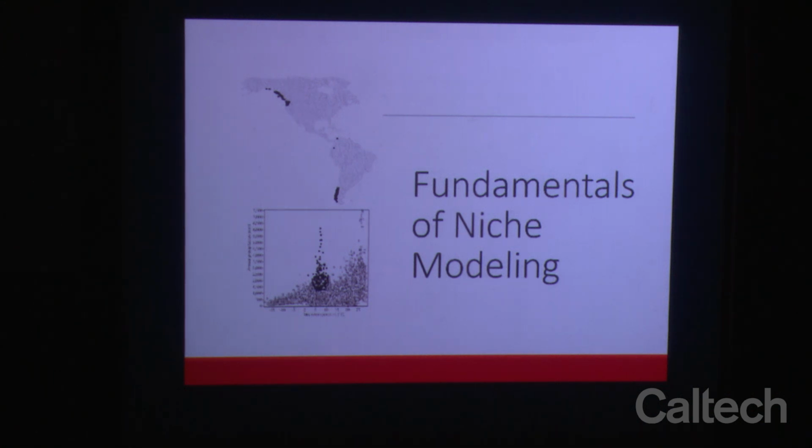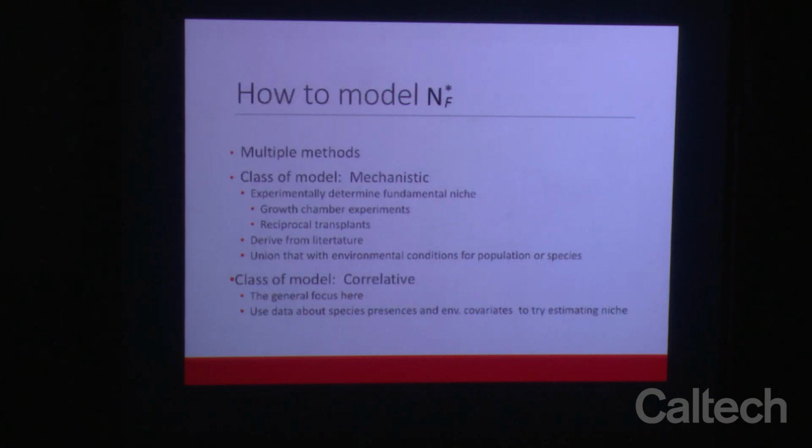Let me talk about what we do here. So how do we model this existing fundamental niche? And there are multiple methods to do this. There are different classes of models that people apply to these methods. I'm going to cover two classes that are very well known and well used, one of which is this mechanistic approach to assembling knowledge about the fundamental niche and species distribution models, and this more correlative approach that is used very, very commonly.